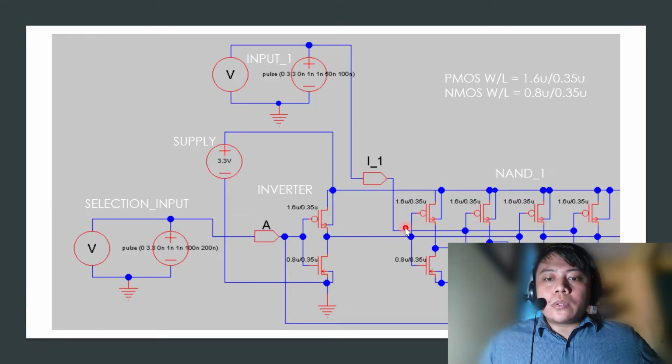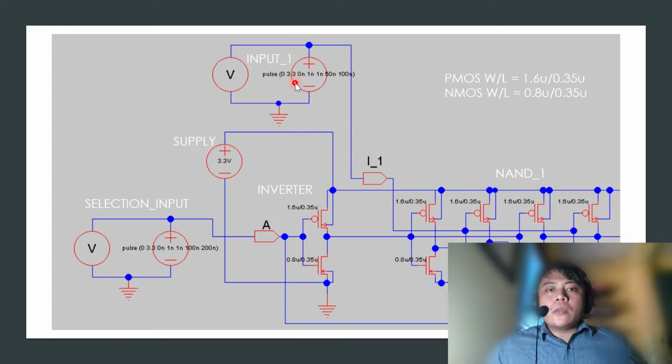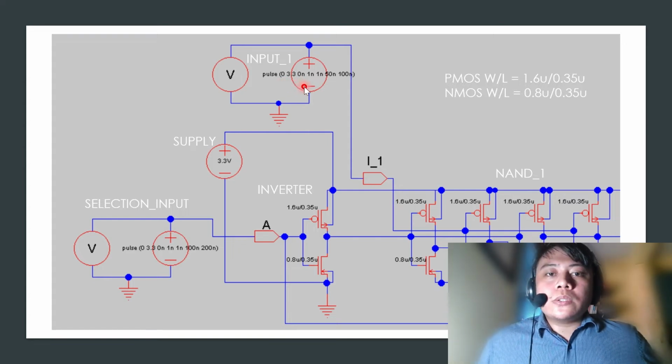So this is the input. This I1 circuitry here, the input is coming from this data stream. So the pulse is 0 to 3.3 volts, delay is 0 nanoseconds, rise time and fall time is 1 nanosecond. Then the period is almost half of this pulse. So 50 nanoseconds to 100 nanoseconds, that is 50% duty cycle.